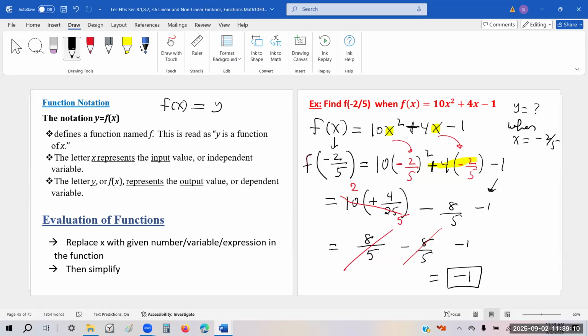So if you don't cancel, then you end up with 40/25 minus 8/5. And then you'll see, oh, I have to find the LCD. I have to combine the numerators. You have to simplify. It takes longer. But if you simplify at the beginning, at the end, your life becomes easier. Question? Okay.